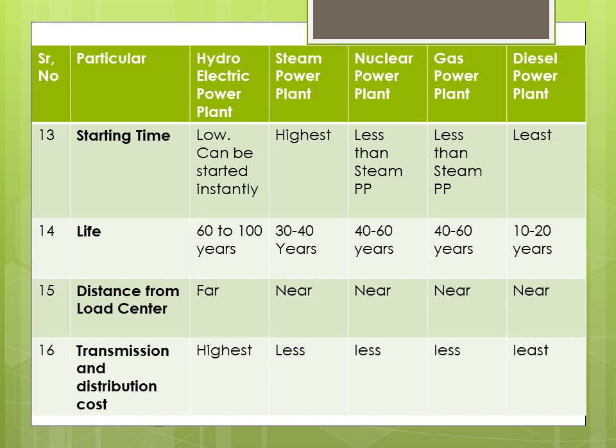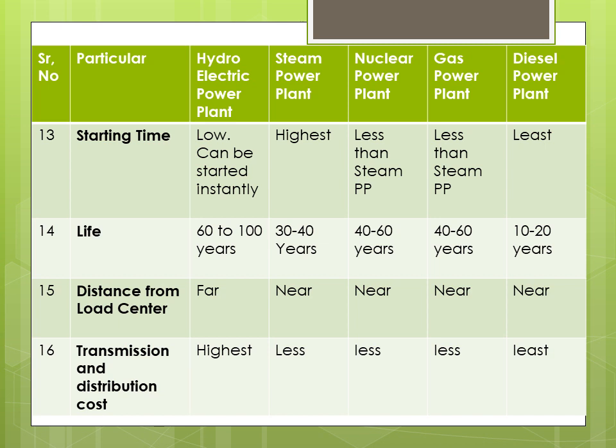For starting time, hydroelectric power plants can be started instantly. For steam power plant, it is the highest. They take a long time to start, from 6 to 8 hours. For nuclear power plant, starting time is less than steam power plant. Same is the case with gas power plants. For diesel power plant, they can be started instantly. Life is 60 to 100 years for hydroelectric power plants, 30 to 40 years for steam, 40 to 60 for nuclear and gas, and 10 to 20 years for diesel power plants.